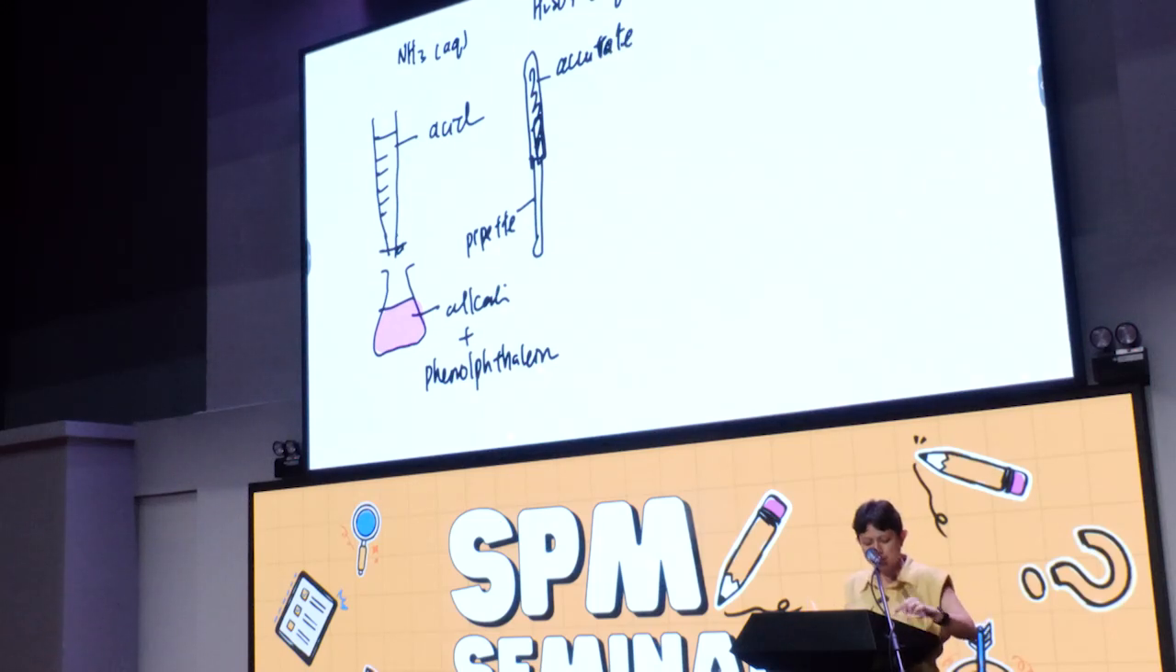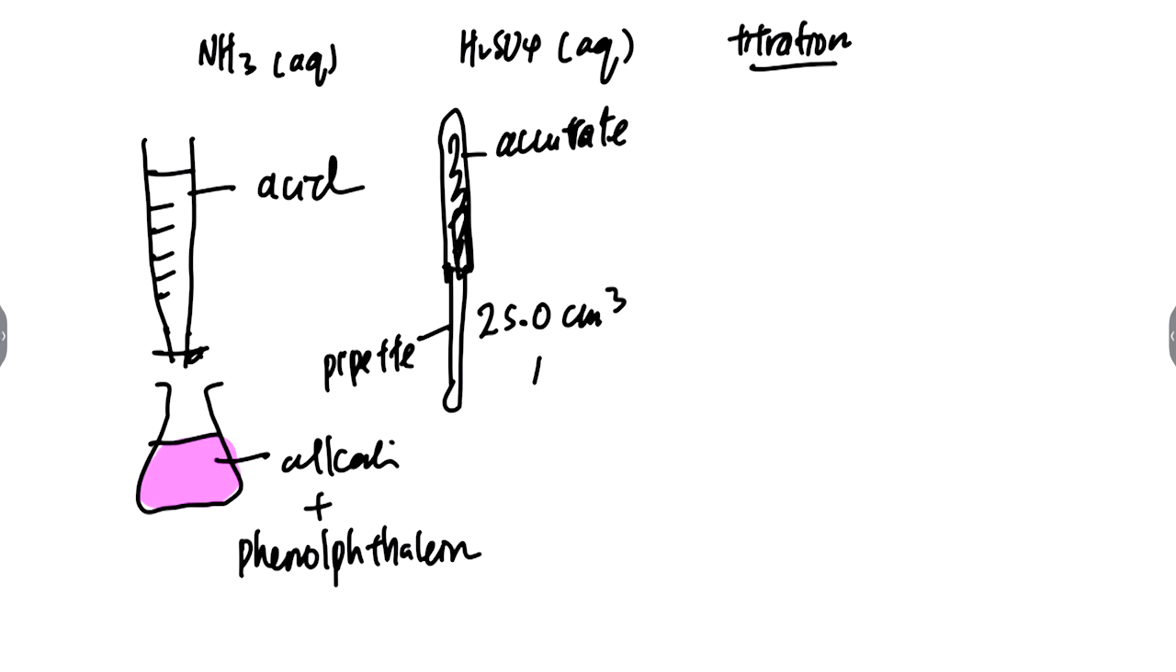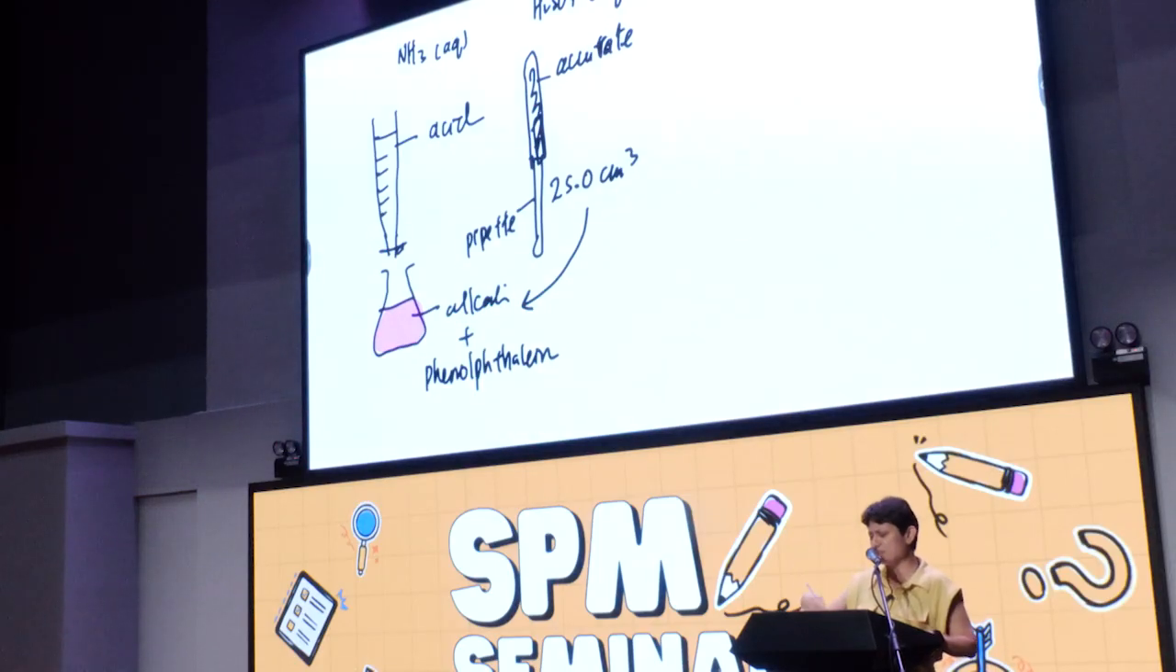So, you use pipette to fill in 25.0 centimeter cube of ammonia solution. Why write 25.0? To show you are smart. Because pipette is accurate. Show lah, you got brains a bit. Show off you are smart. 25.0 centimeter cube. 0.0 because pipette is accurate. Burette also the reading is 0.0. It's accurate. Okay. So I need to measure with pipette and then pour inside. So my alkali here is ammonia. Aqueous ammonia. I use pipette and I mix it in.